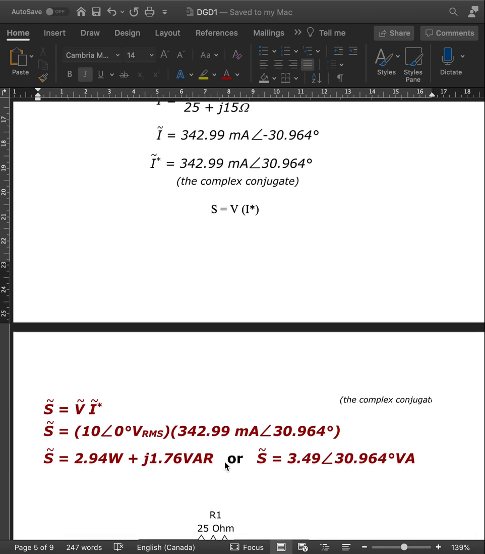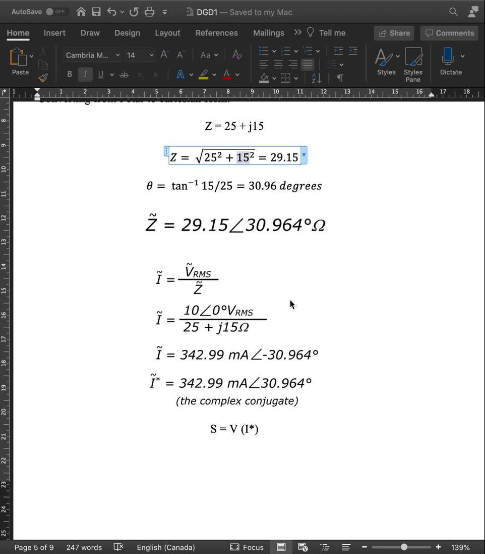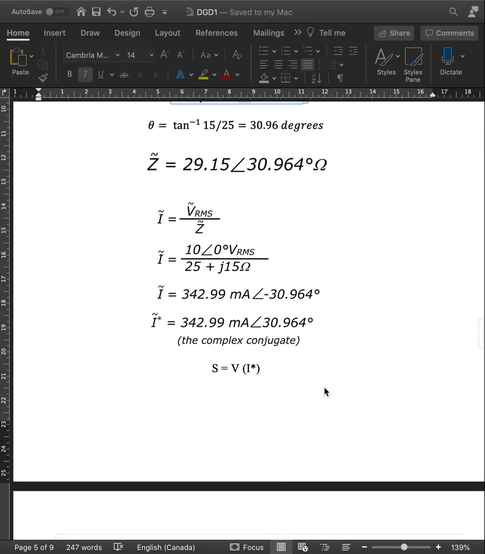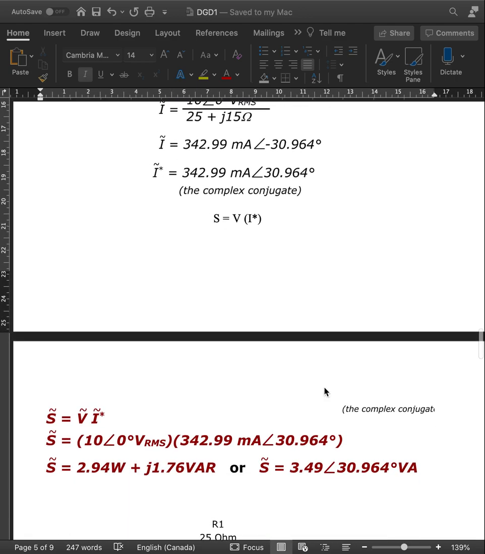Oh, and just to check your answer for this, as we see here, S is 3.49 angle 30.964. To see if you get the right answer, you can always make sure that the angle is the same as the total impedance angle we have up here, which is right there. It means that they should be the same. This is a great way to check your work. You can always make sure that your calculations were right and you can proceed from that.